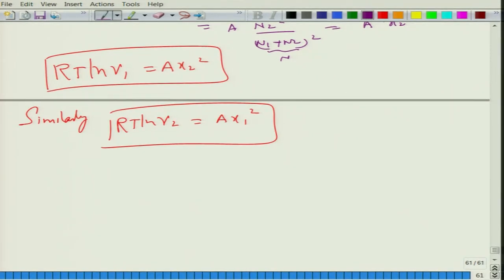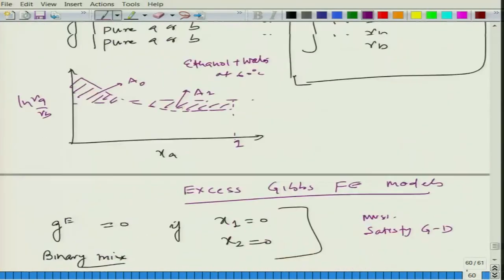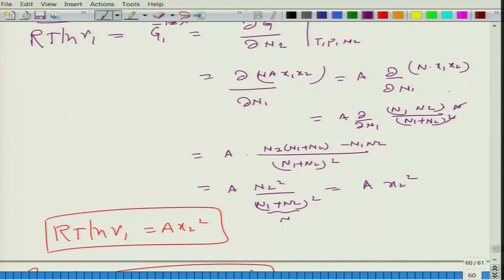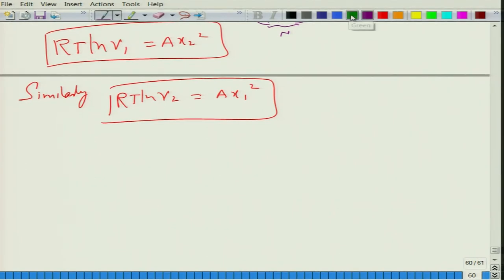But this particular thing which we mentioned here, we mentioned these two aspects. First is that this is a limiting condition. The other thing is that this must also satisfy the Gibbs-Duhem relation. So, let us first look into that, and then we will discuss a little bit of the concept of A and how A is related to interaction strength. But first I am going to just show that using this model, the two suffix Margules equation, this should satisfy the Gibbs-Duhem equation.